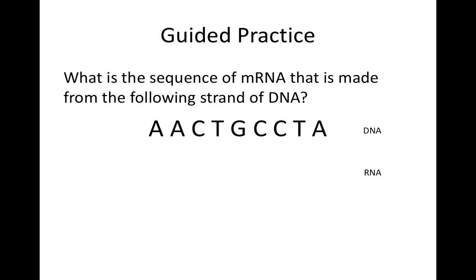Try it one more time. The sequence of mRNA made from this DNA, AACTG, doing transcription, turning it into RNA, you would get this messenger RNA. So again, A goes with U, everything else is still the same. And that's all that transcription is.